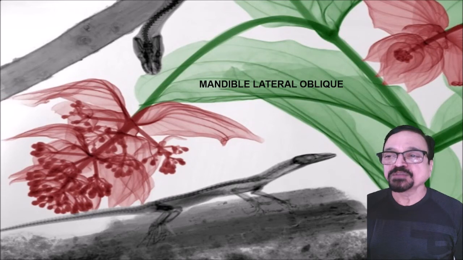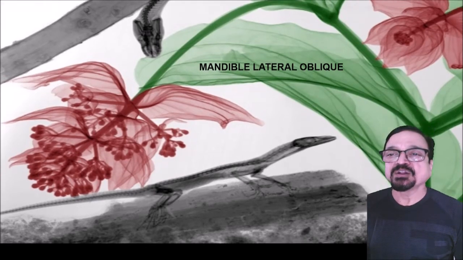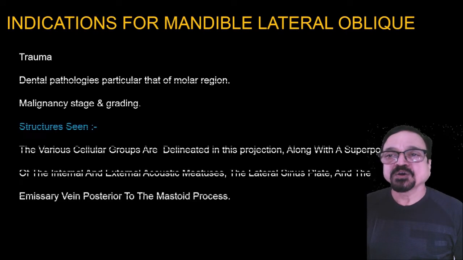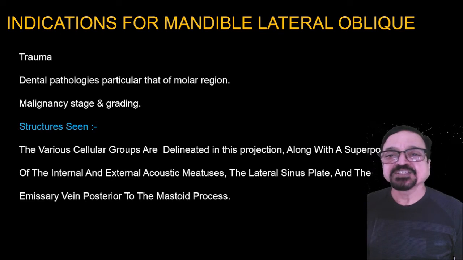Now let us go to the first, the mandible lateral oblique. Mandible lateral oblique is one of the most essential views to know the pathologies, especially when there is a history of trauma or dental pathologies, particularly of molar origin. The first, second and third molars are best seen by this projection. Malignancy, for staging and grading, if it is involving the angle and then the ramus, can be best seen with these lateral oblique projections. Of course, OPG is the second best available choice.